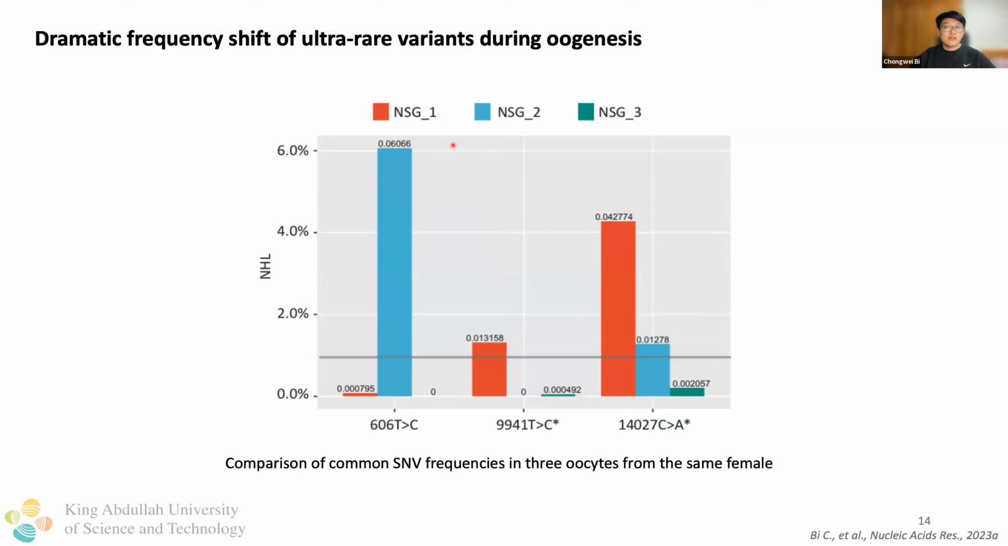We also find a dramatic frequency increase of ultra-rare variants during oogenesis. So those rare mutations below the detection limit of conventional NGS can resurface and accumulate to high frequency during oogenesis.